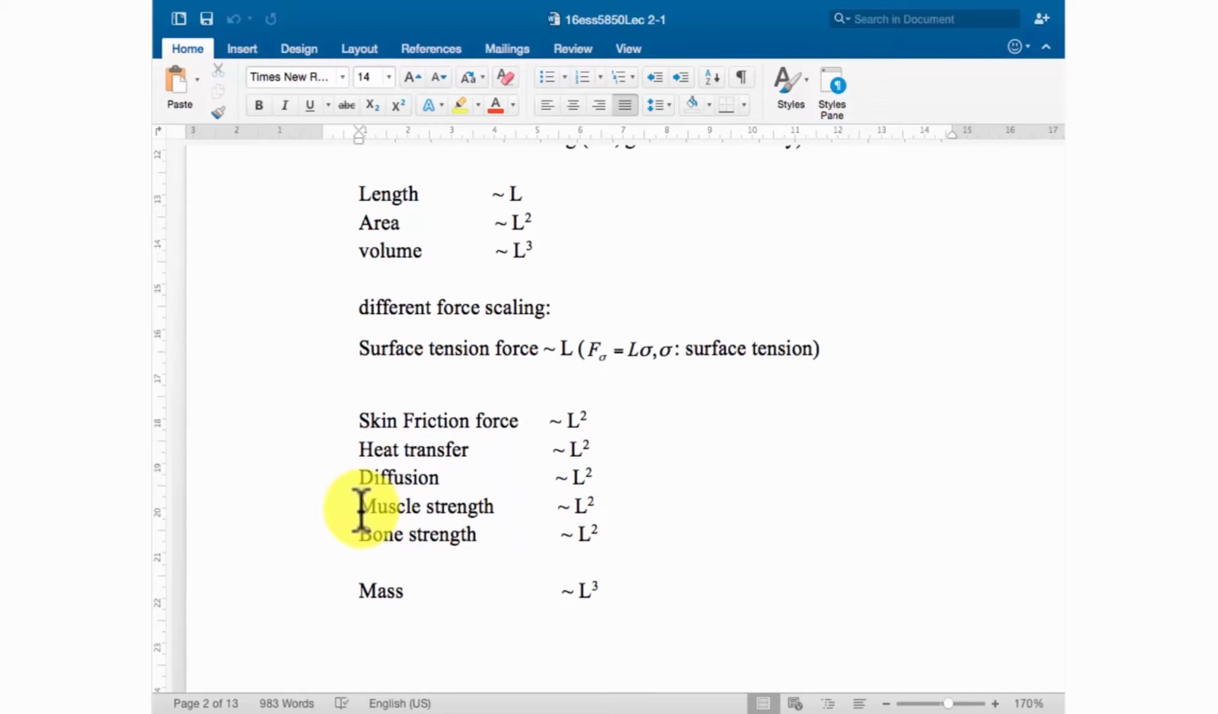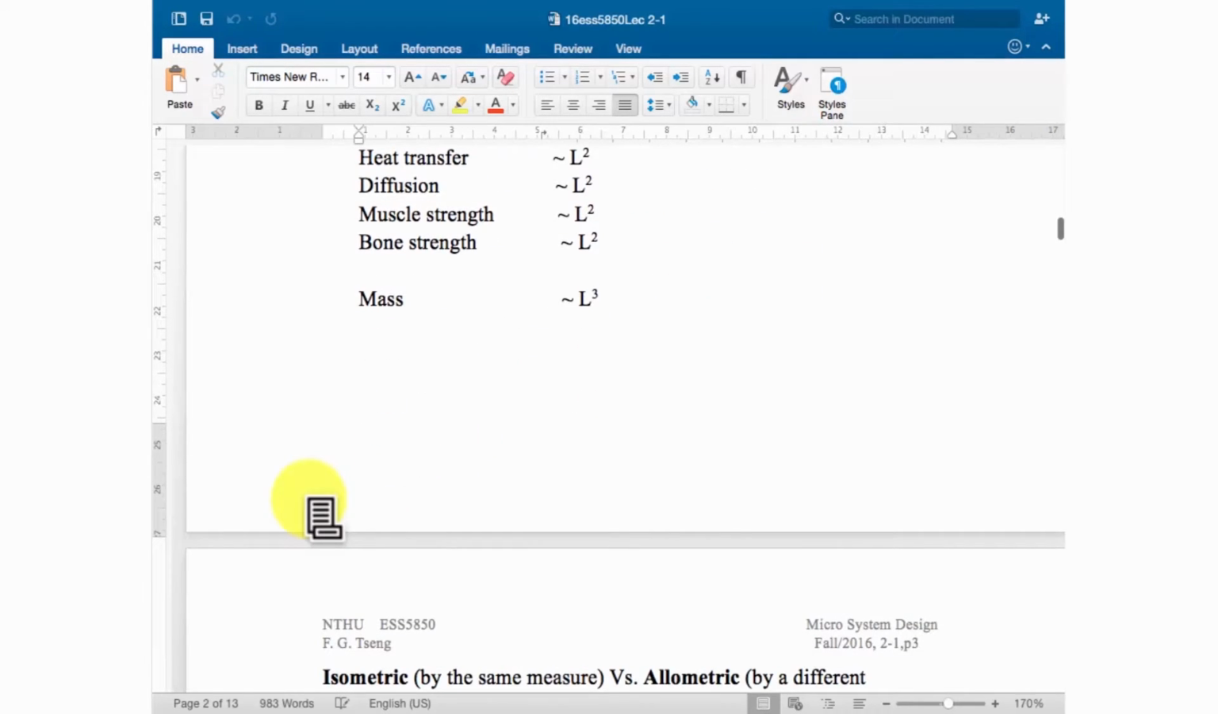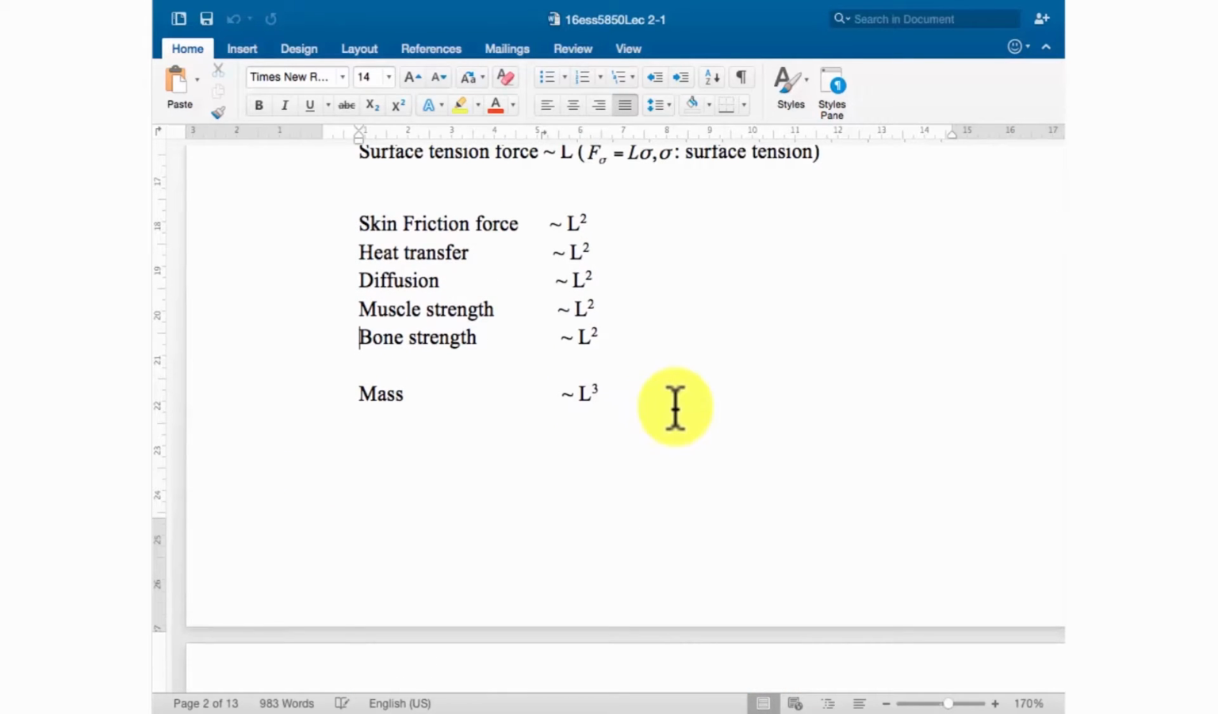This is also a surface force. It's not the body force. Okay, remember, the bone strength, similar to your muscle strength, is also proportional to the surface area, the second power. So these are some fundamental physical quantities. I just give you a very fundamental view of the original scaling phenomena, the scaling effect. Later on, I will try to do some analysis based on these basic conditions.